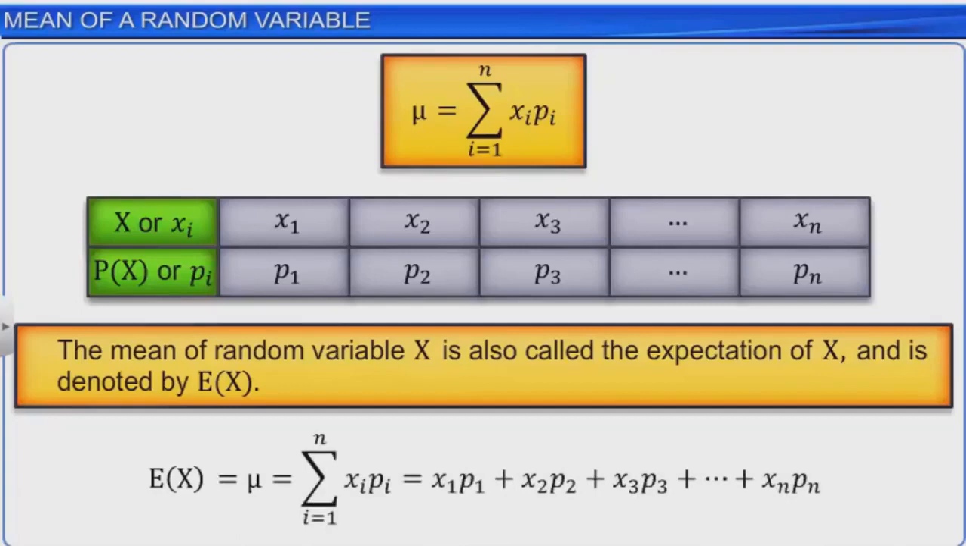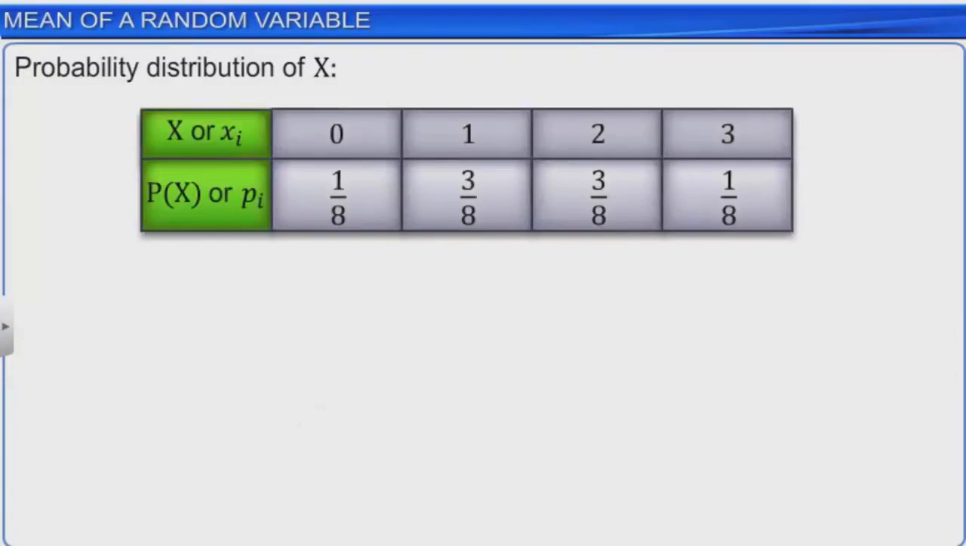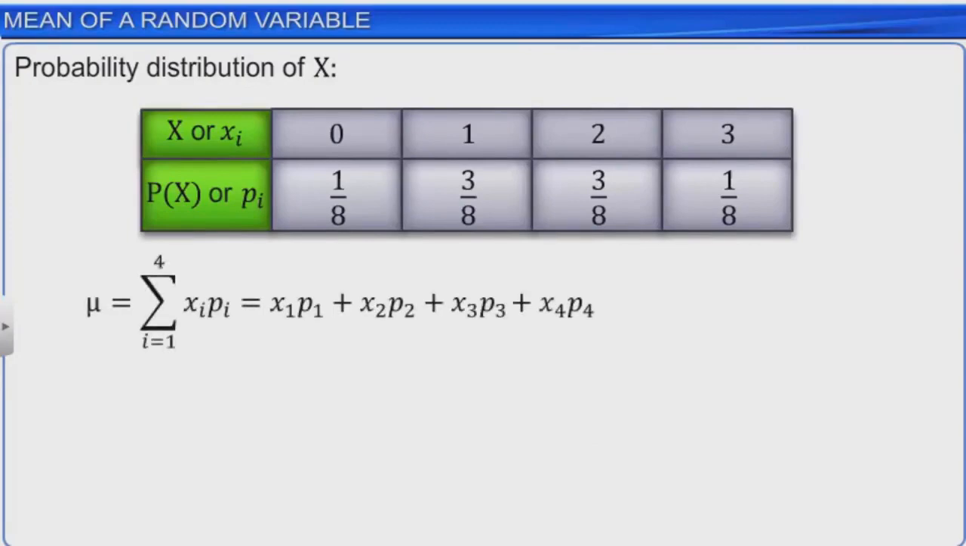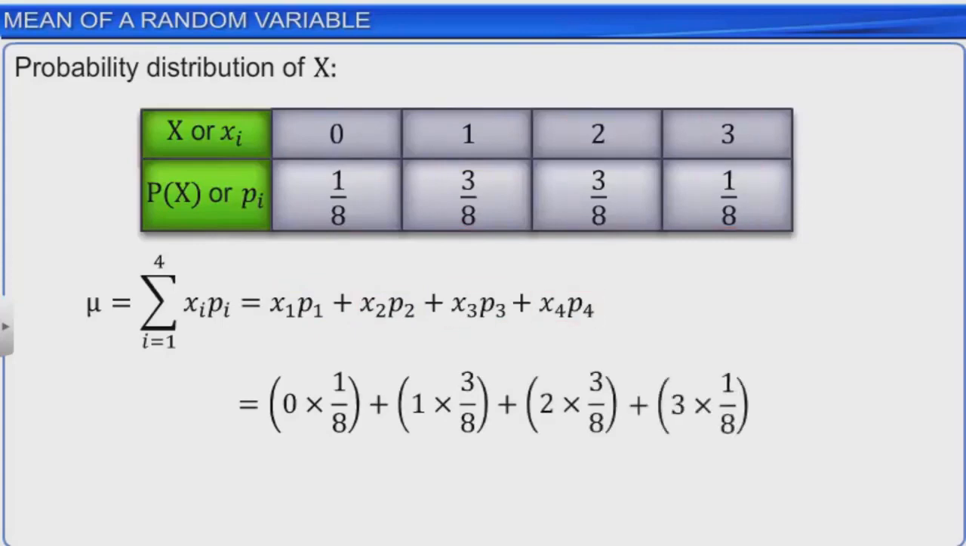Let's find the mean of X for the probability distribution that we arrived upon earlier. Now, the mean of X is equal to x1 into p1 plus x2 into p2 plus x3 into p3 plus x4 into p4. On substituting the values of X and their respective probabilities, we get the expression as shown. On simplification, we get 12 divided by 8. Hence, the mean of random variable X is 1.5.